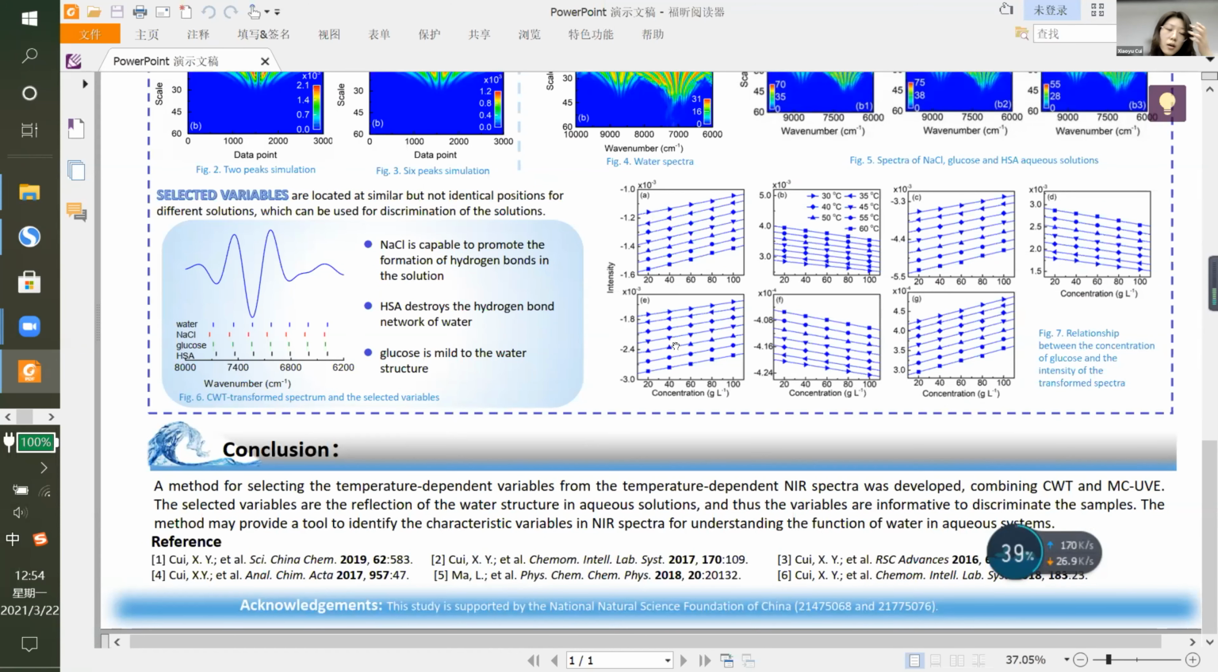In summary, this method for selecting temperature-dependent variables for temperature-dependent NIR spectra was developed, combining CWT and MCUVE. The selected variables are the reflection of the water structure in aqueous solution, and thus the variables are informative to discriminate the samples. The method may provide a tool to identify characteristic variables in NIR spectra for understanding the function of water in aqueous systems.